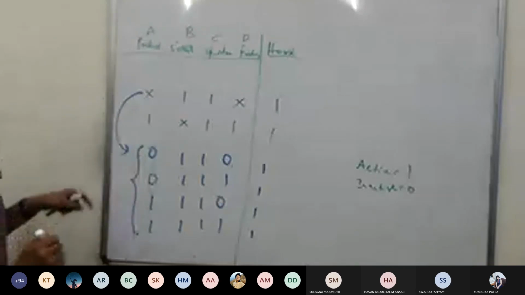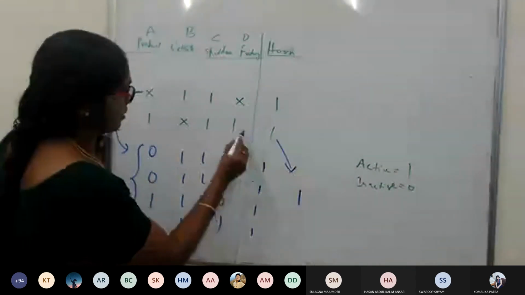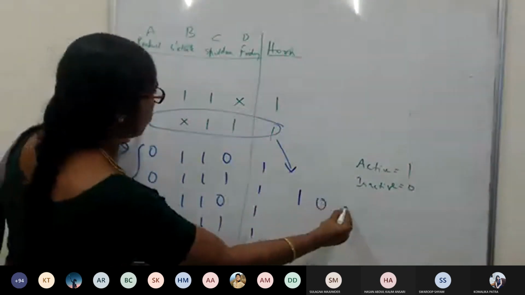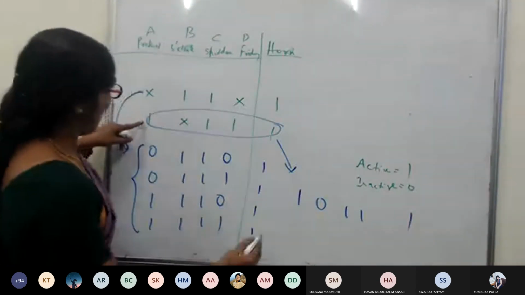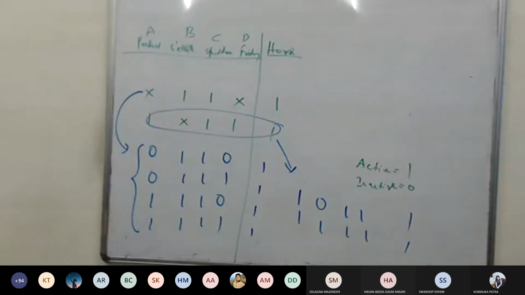Similarly, from this particular set, you will have 1011, which is supposed to be 1, and 1111, which is supposed to be 1. So the rest of all the things will be 0. So your alarm system is fine.